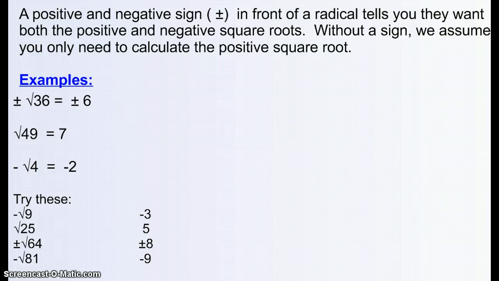So if you take a look at the ones below, the opposite of the square root of 9 would be the opposite of 3. The square root of 25 defaults to the positive, which would be 5. Plus and minus the square root of 64 would be both the positive and negative square roots of 64, which would be positive and negative 8. And the opposite of the square root of 81 would be the opposite of 9, because 9 is the square root of 81, so it becomes negative 9.